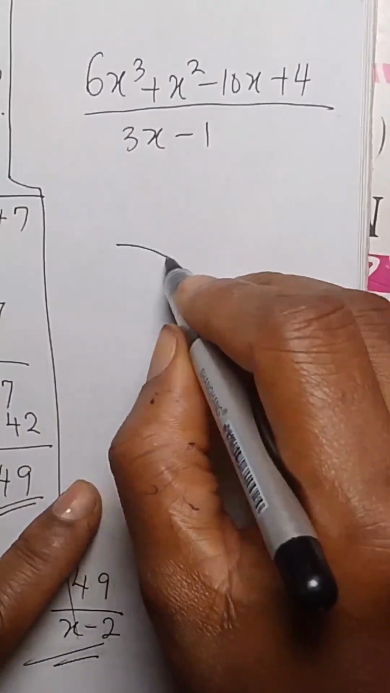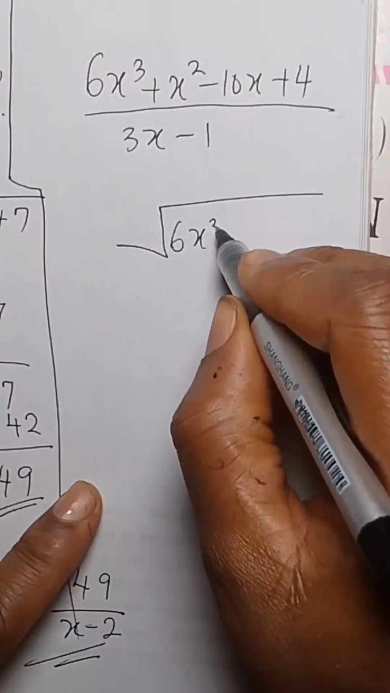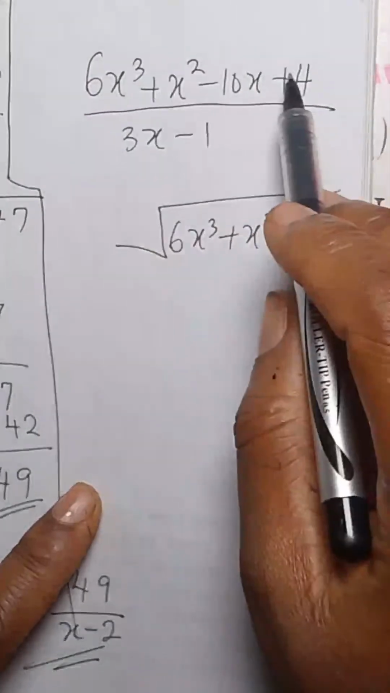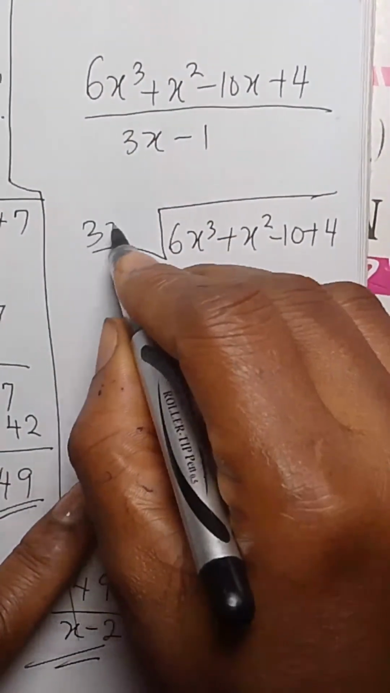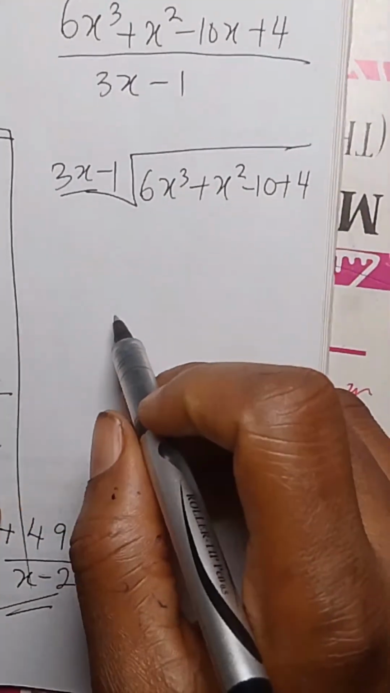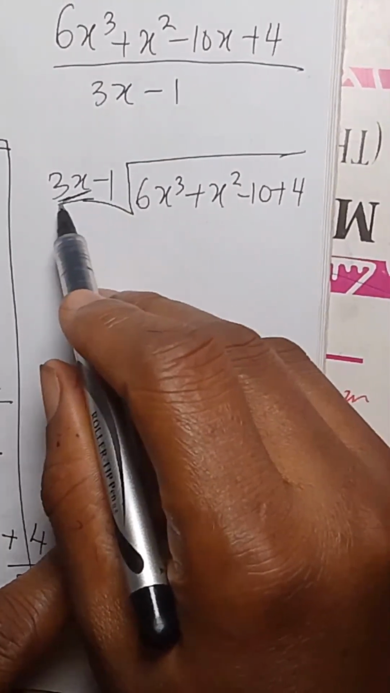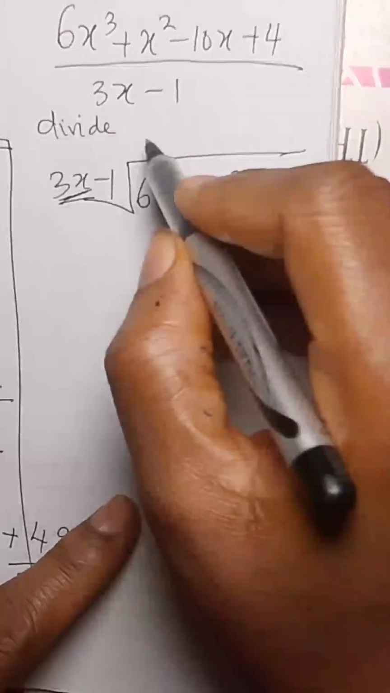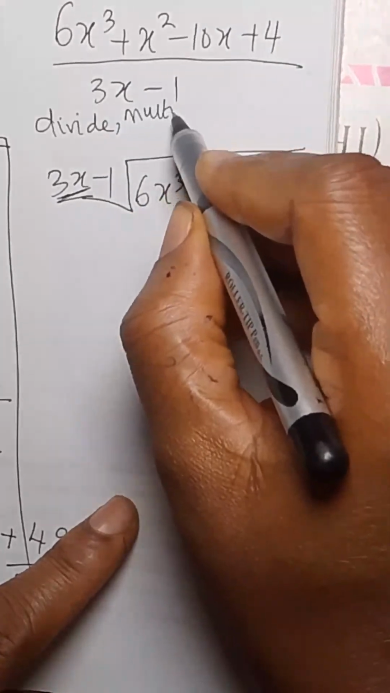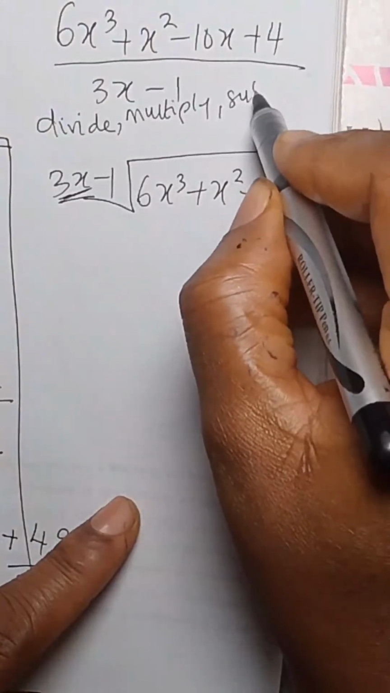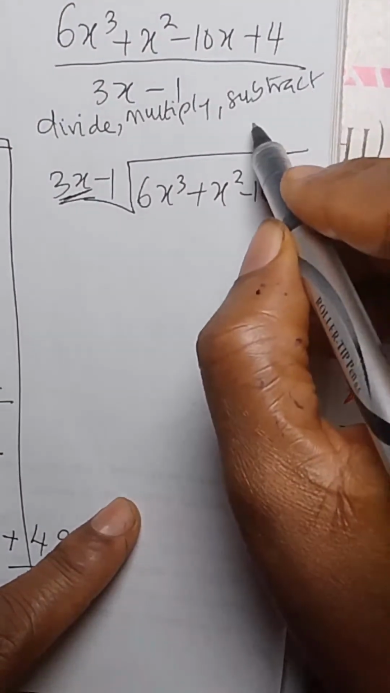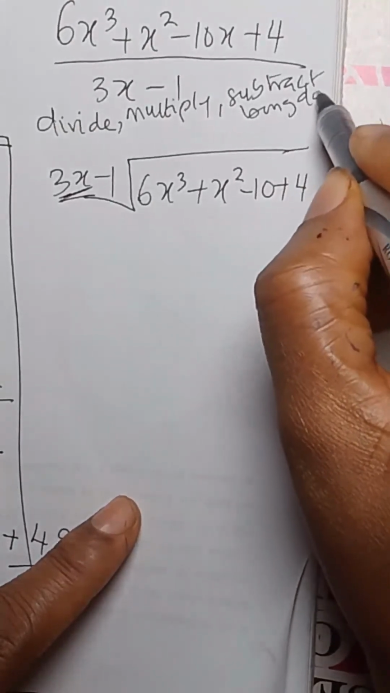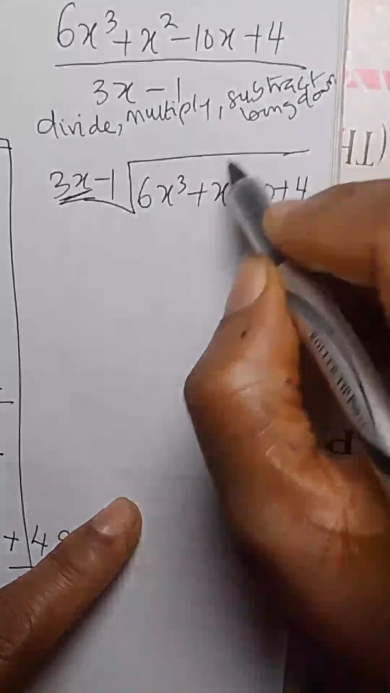All right, so we draw as usual. 6x cubed plus x squared minus 10x plus 4. So these are just the numerator and the divisor. The divisor is 3x minus 1. Okay, so we are going to start dividing with the first term. Remember, the steps: first of all you divide. If you divide, you multiply. If you multiply, you subtract. If you subtract, you bring down and repeat.